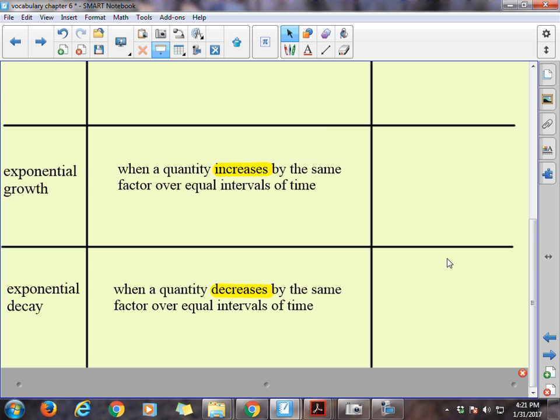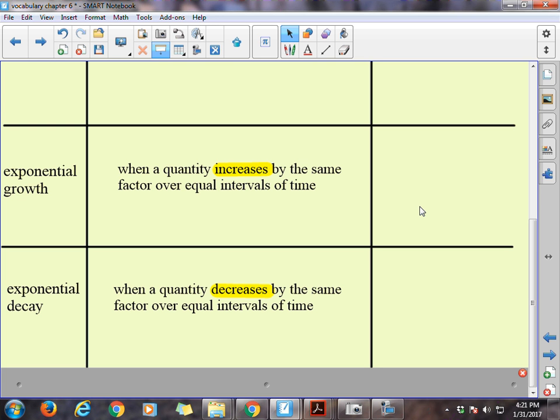Exponential growth, a good example of that is cells dividing. As cells divide, like when something is growing, a plant or an animal, their cells are each dividing, and then each of those cells divides, and then each of those cells divides, and that's an example of exponential growth.